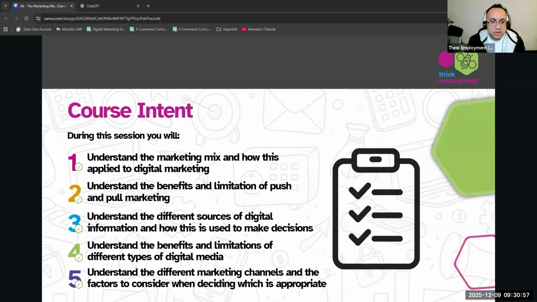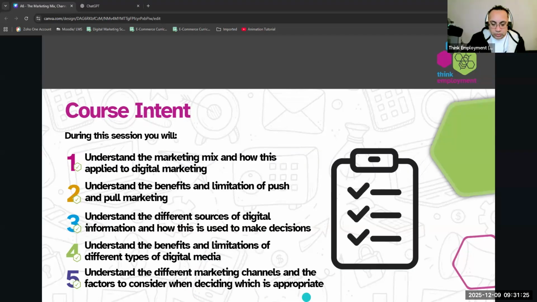You'll be able to understand the benefits and limitations of push and pull marketing, two types of marketing, understand the different sources of digital information and how this is used to make decisions, understand the benefits and limitations of different types of digital media, and understand the different marketing channels and factors to consider when deciding which is appropriate.